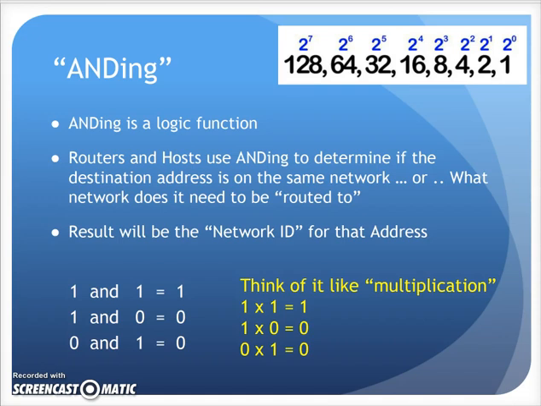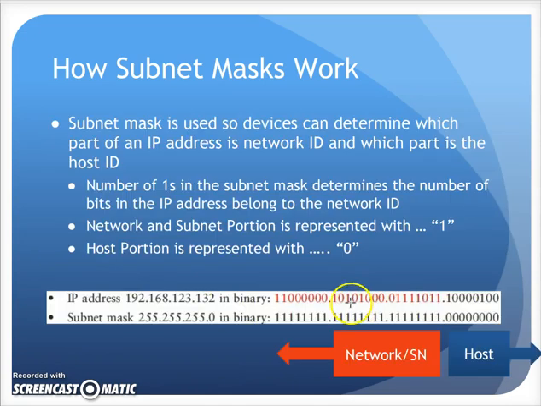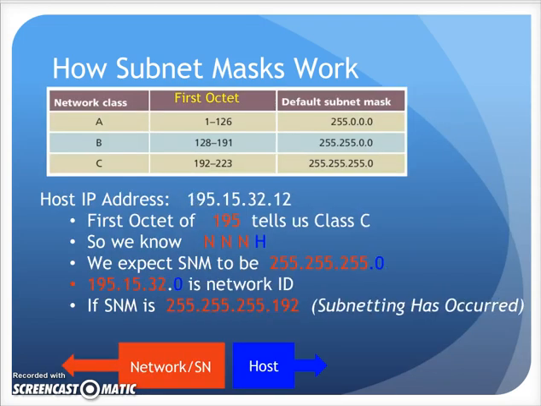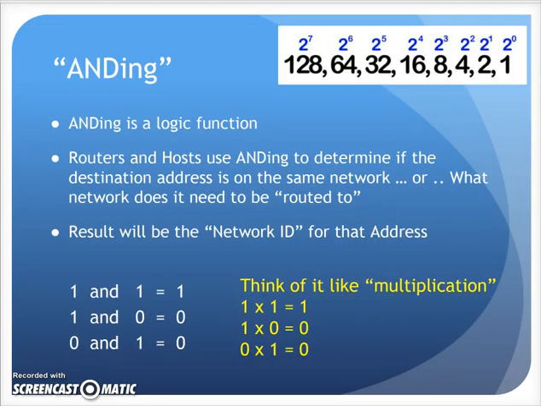Routers and hosts, we just got done talking about subnet masks and how hosts look at their IP address and subnet mask to know what network things belong to. Well, how it does this is actually through ANDing. Routers and hosts use ANDing to determine if the destination address is on their own network or another network, and the routers do it to find out, okay, what network do I need to route this to? So ANDing is an electronic logic function, and when the two pieces are ANDed together, the result is going to be the network ID or the network number that an address belongs to.